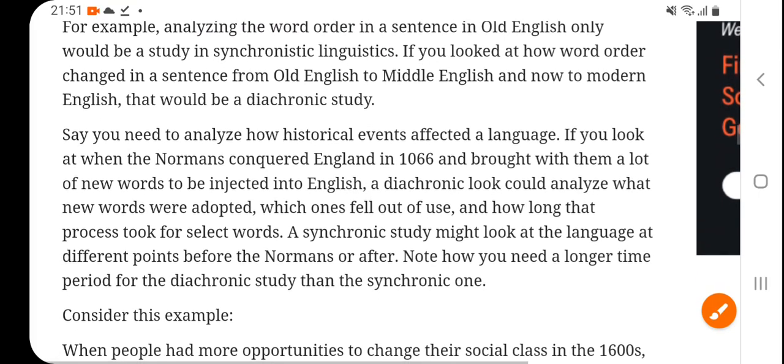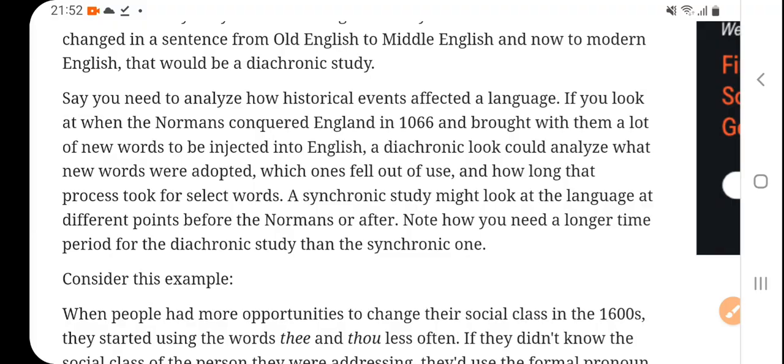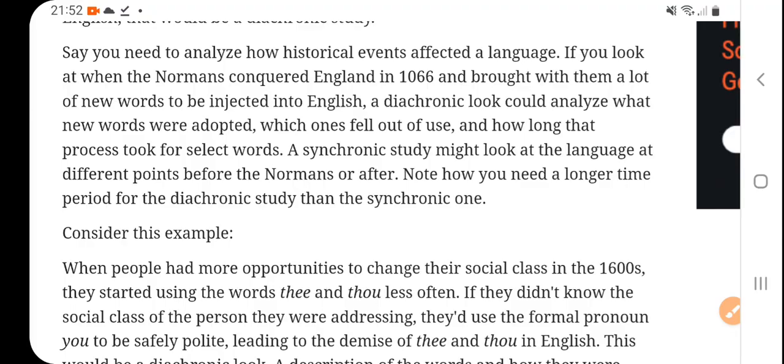And if you looked at how word order changed in a sentence from Old English to Middle English and now to Modern English, that would be the diachronic study. When you study from Old English to Modern English, that's the diachronic study. Say you need to analyze how historical events affected a language. Different historical events took place, and how did these events affect a language?